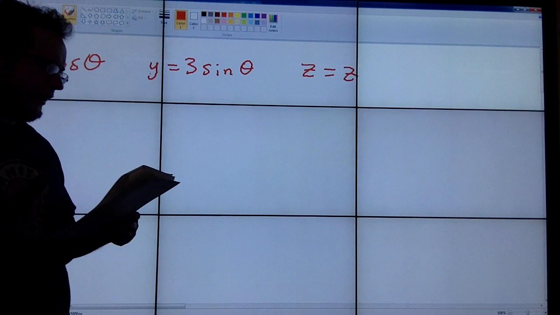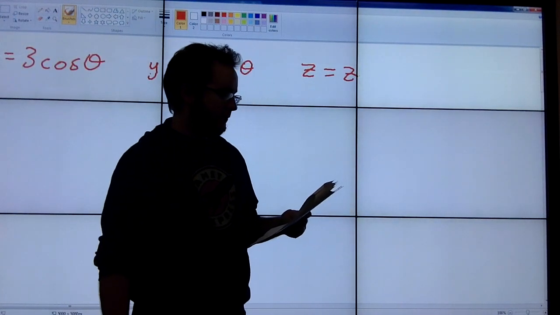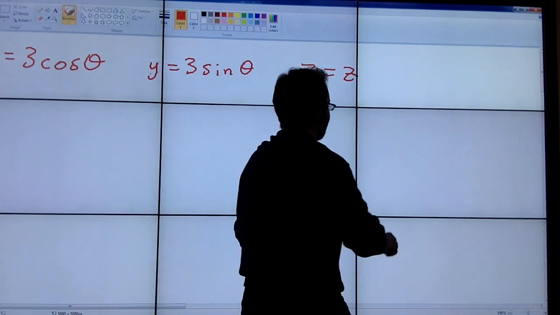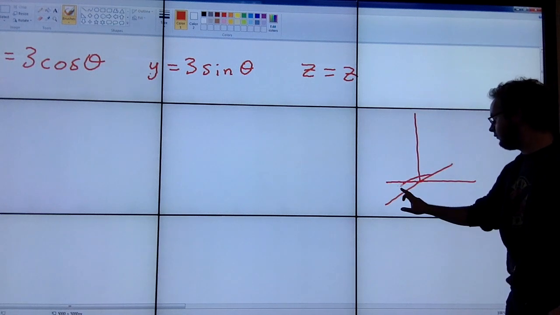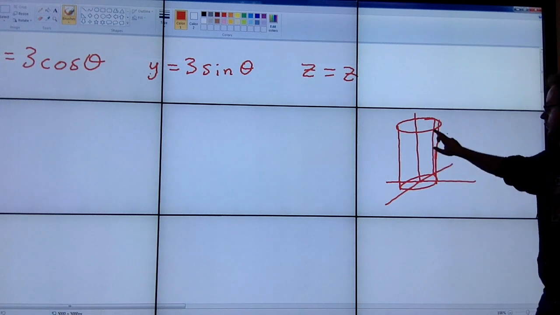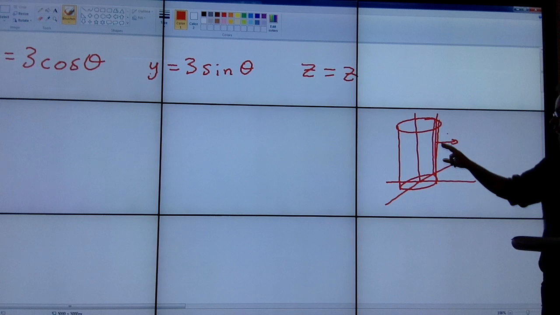Cool? All right. Does it matter which way the cylinder is going, which axis? It is oriented up. It's opening upward along the z-axis. Looks like this. And so you just change that based on which way it opens. So it's got a positive orientation, which means it opens this way.